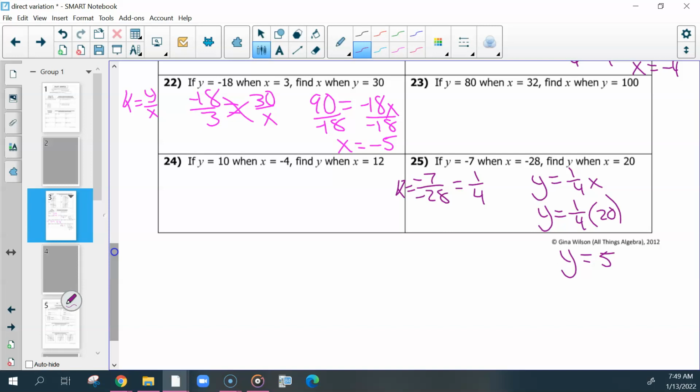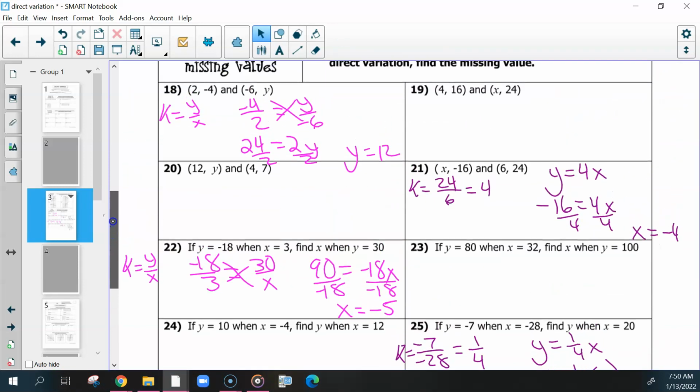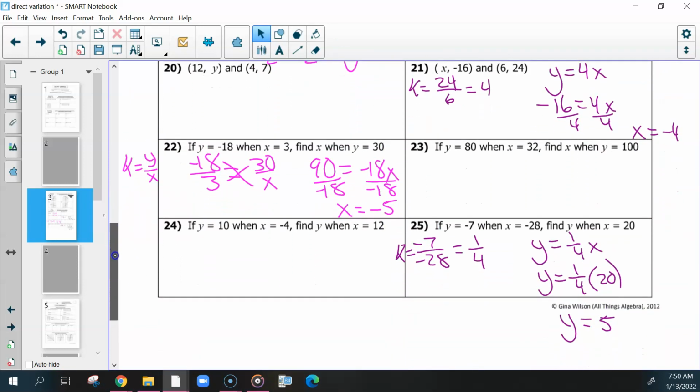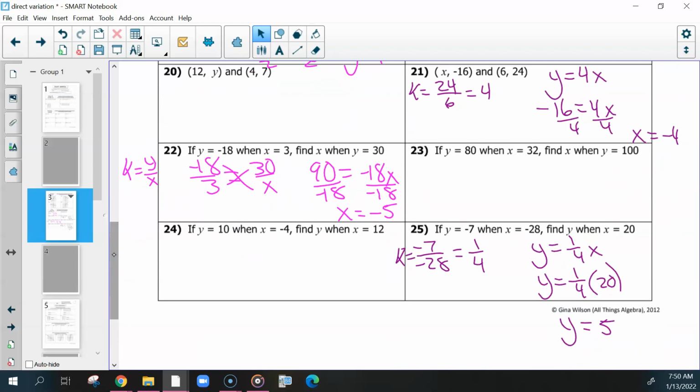Anyone have any questions on any of this so far? I want you to take the next 5 or so minutes to do the 4 we didn't do. So 19, 20, 23, 24, and then we'll come back and we'll talk about them.